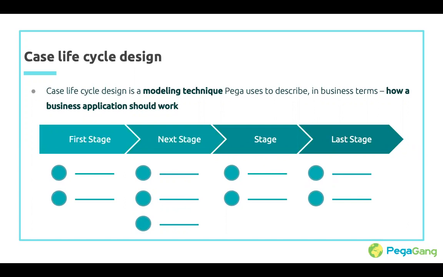So take a use case which can be simple for you to demonstrate, and then start translating that into the Pega case lifecycle, which is about defining the stages first. So stages are very, very important, and they are the primary inputs for anyone to think of application development.